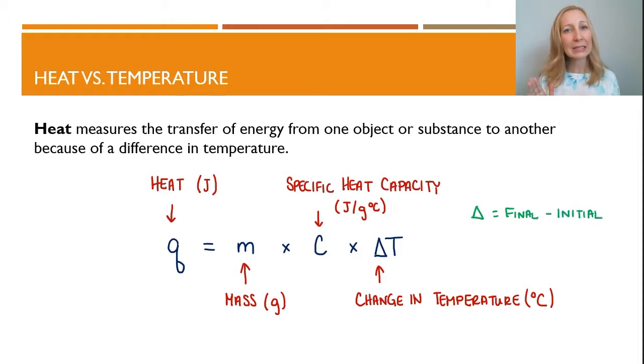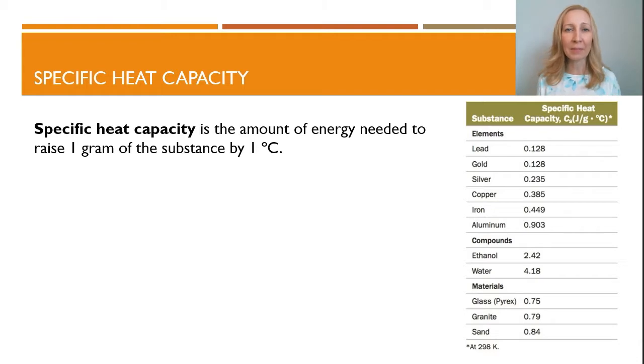Now, anytime you see that delta symbol, it means the final measurement minus the initial measurement. It means we're changing the amount of something. So we're heating it or cooling it and changing its temperature.